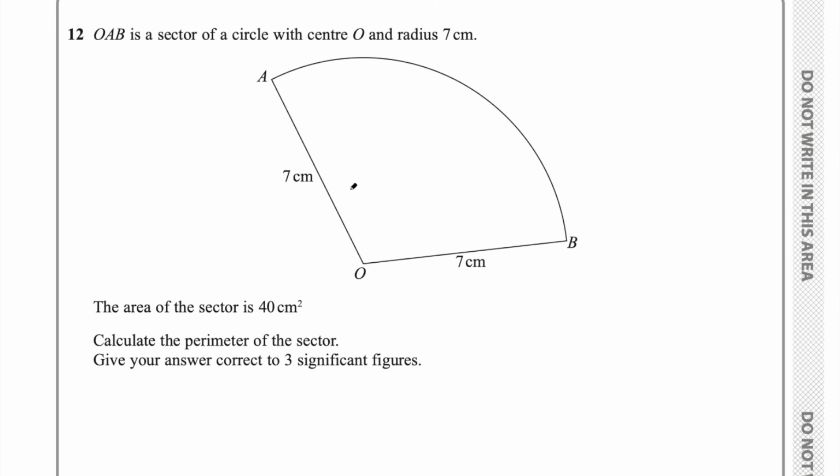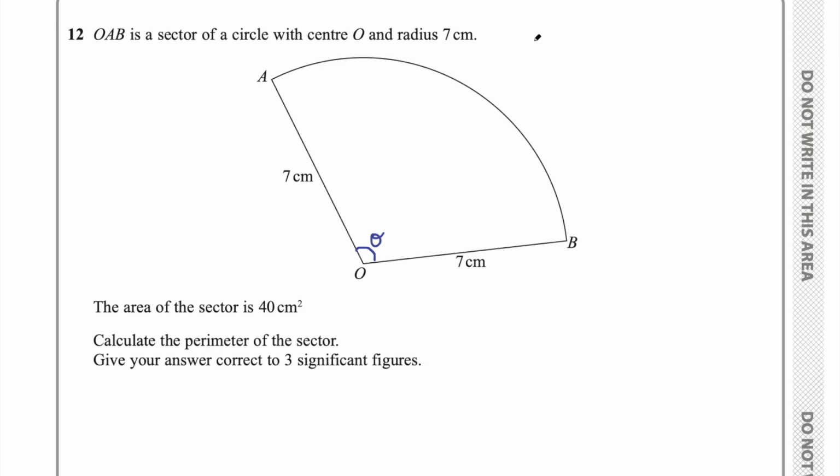For this question, you need to know how to find the area of a sector. And if you know that formula, you know that you usually need this angle in here, the angle of the sector, and you need the radius. They've given us the radius in this question at 7 centimeters, but they haven't given us this angle.